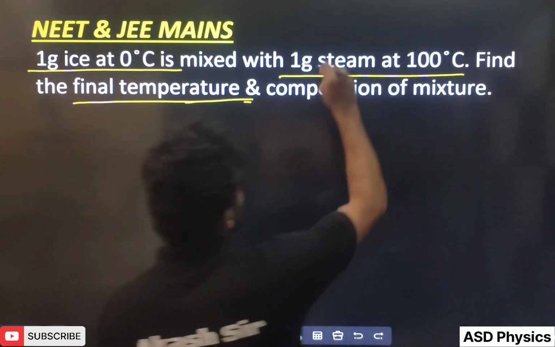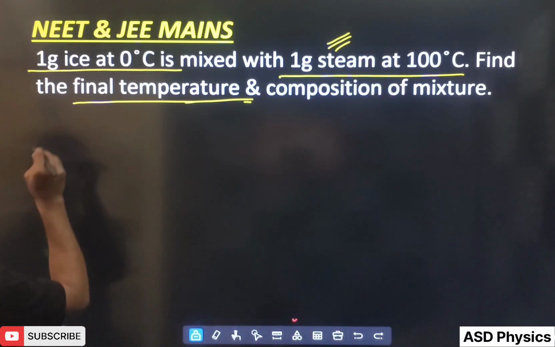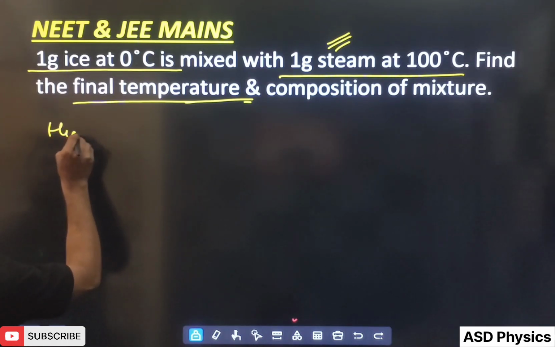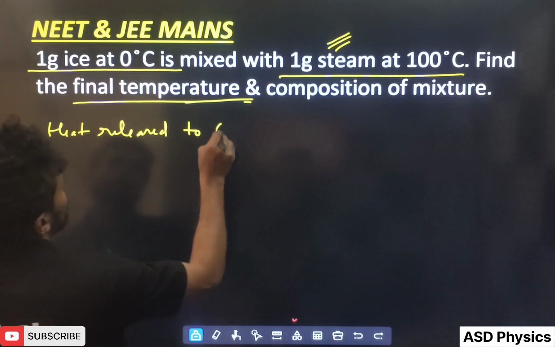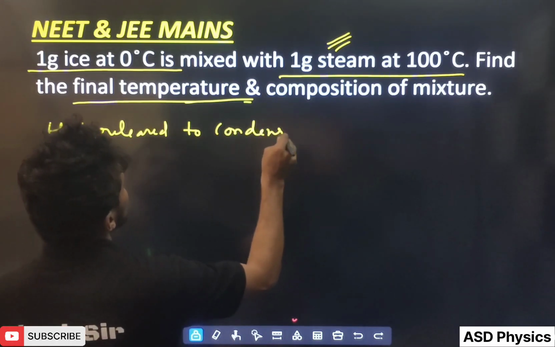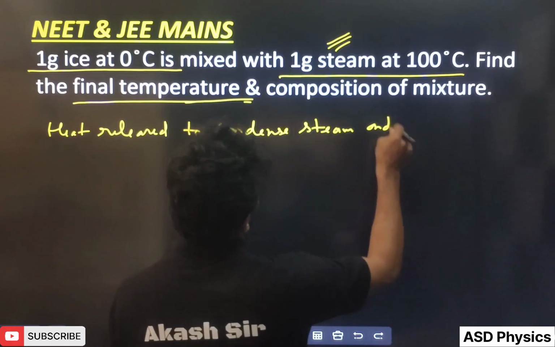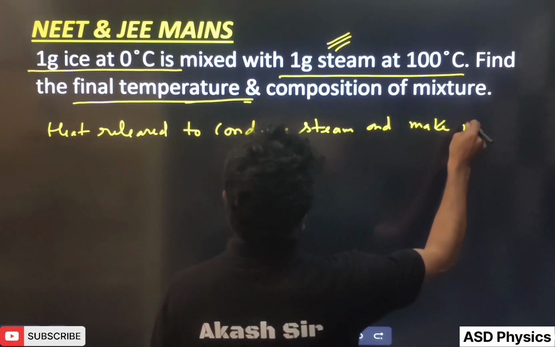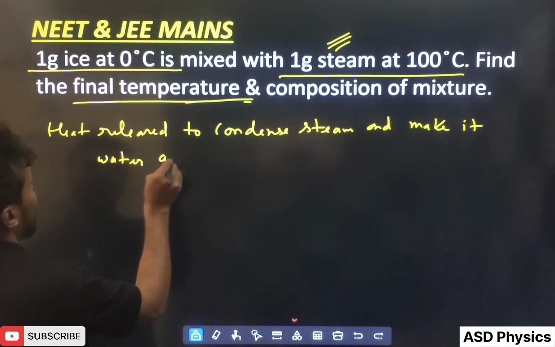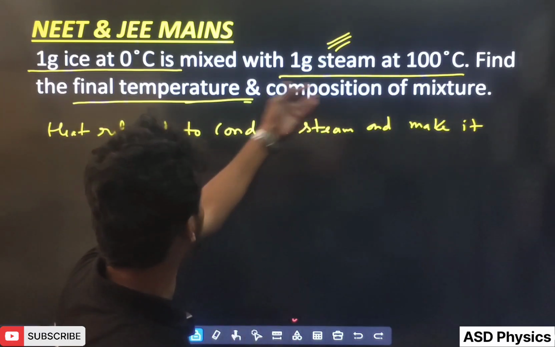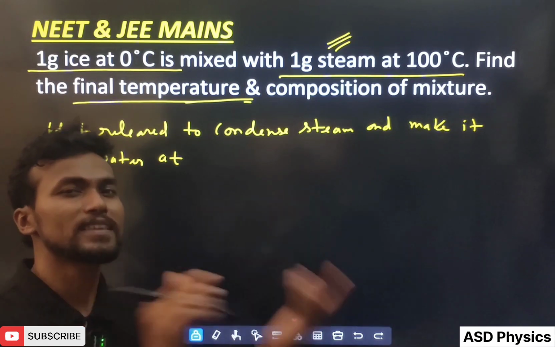So first what we'll do here, we are going to condense the steam. So we'll write here: heat released to condense steam and make it water. Here steam and ice are there. You can take any temperature, you can take 100 also, you can take 0 also.